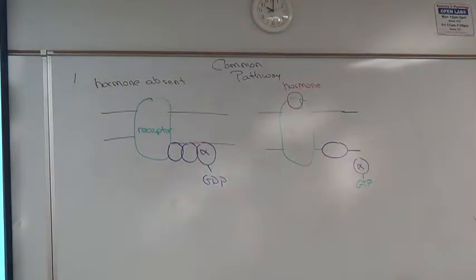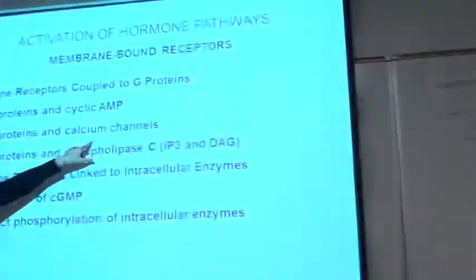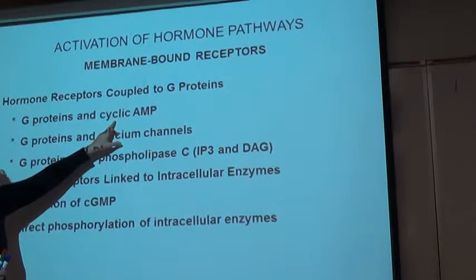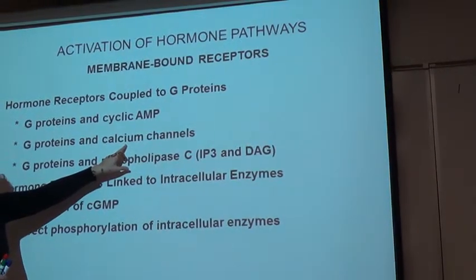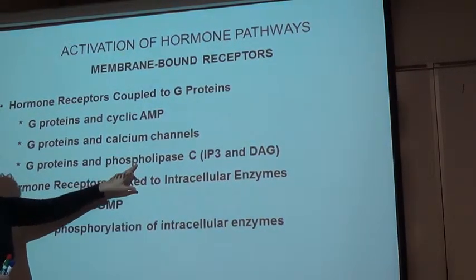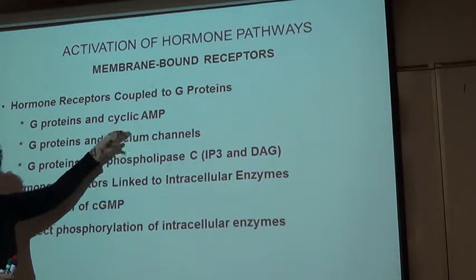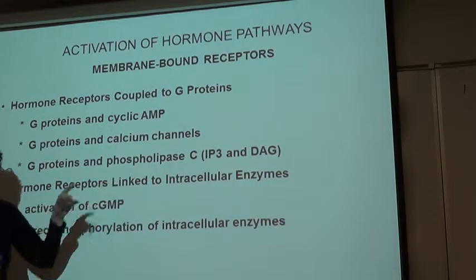So if we go back to this previous slide, there's supposed to be a movie there, but it no longer works. The three different mechanisms by which that alpha subunit works are going to be to work on these steps here. All right? So the first one we're going to look at is cyclic AMP. Then we'll look at calcium. And then we'll leave you completely confused by looking at phospholipase C. When we come back on Thursday, I'll review that with you.